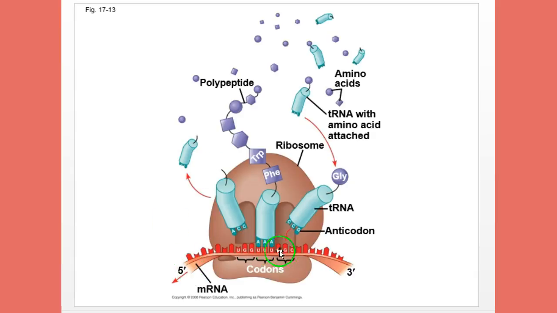So this is your mRNA strand. Each set of 3 are your codons. Your anticodons match to those, and that is what signals your amino acid to be released to go on to your polypeptide chain. Okay?